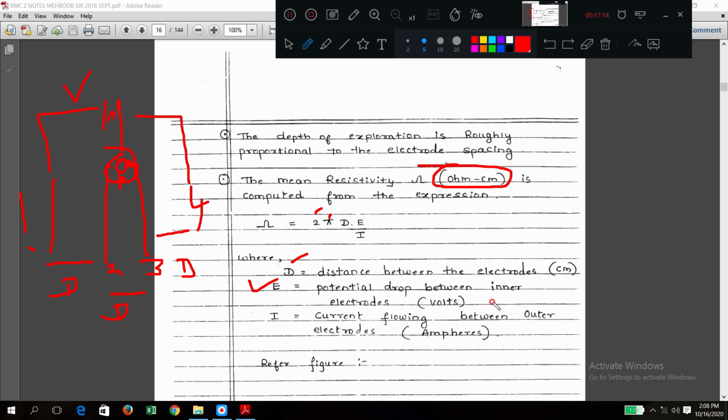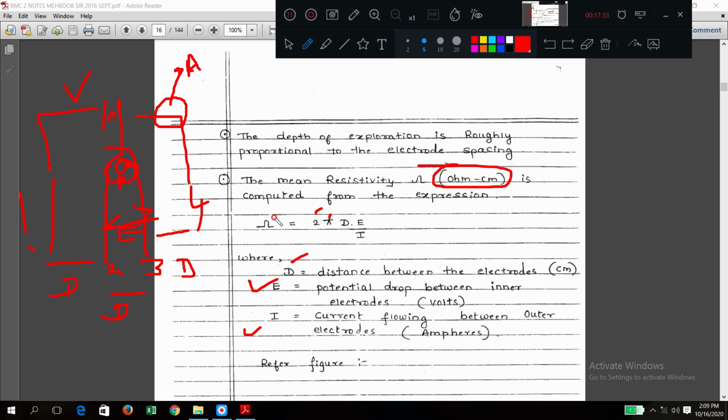Now what is E? The potential drop between the inner electrodes. We have seen there is a potential drop, so it is called the potential drop, capital E. What is I? The current flowing through the outer electrodes. We have seen that one ammeter was there, which measures the flow of current. So that is written as I.